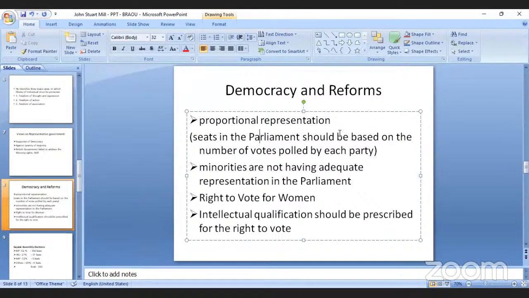As per this concept, seats in the parliament should be based on the number of votes polled by each party. Now in our democracy, we are sending our representatives to parliament or assembly irrespective of how much percentage of votes they gain, as long as they win the elections.